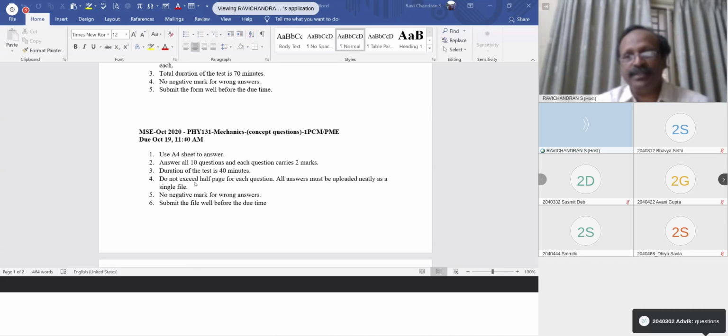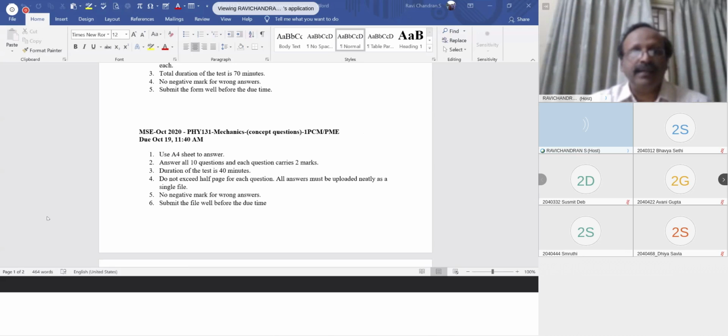After that, I do not have any control. Remember, only the computer does it. Only the Google platform is conducting all of this. The duration of this test is 40 minutes. Do not exceed half a page for each question. All answers must be uploaded neatly as a single file. No negative mark for wrong answers. Submit the file well before the due time.